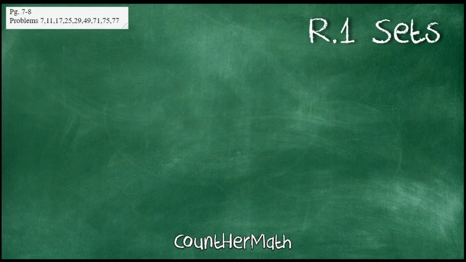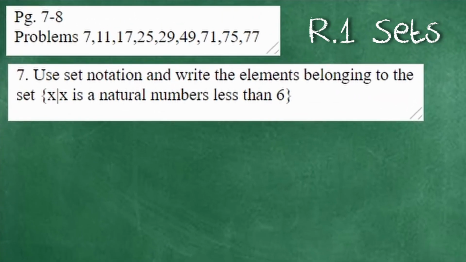So this is the list of the problems we're going to go through this video. Starting with problem number 7, use set notation and write the elements belonging to the set of all elements X such that X is a natural number less than 6.